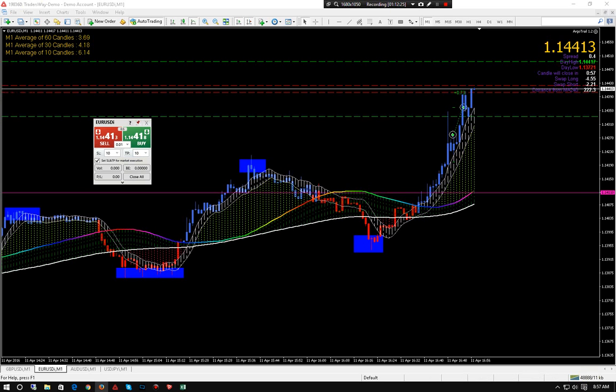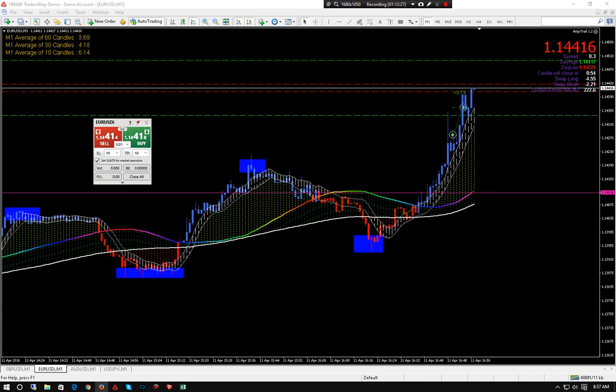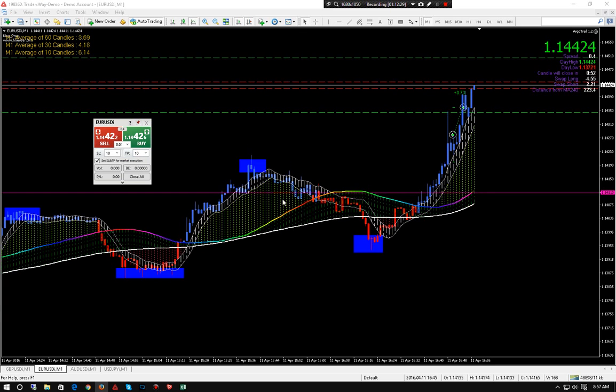Is the color the rainbow EMA? No, it's not. It's just there to look pretty. It's a trailing stop loss. I wanted it pretty to be there.